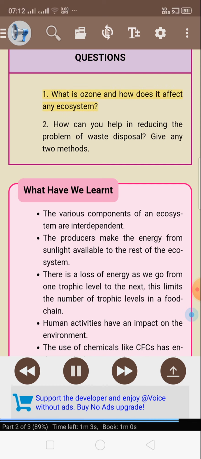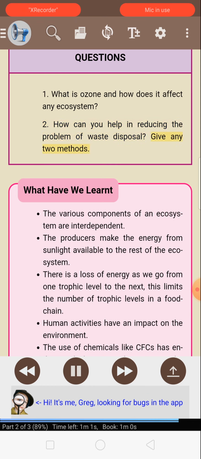Questions. 1. What is ozone and how does it affect any ecosystem? 2. How can you help in reducing the problem of waste disposal? Give any 2 methods.